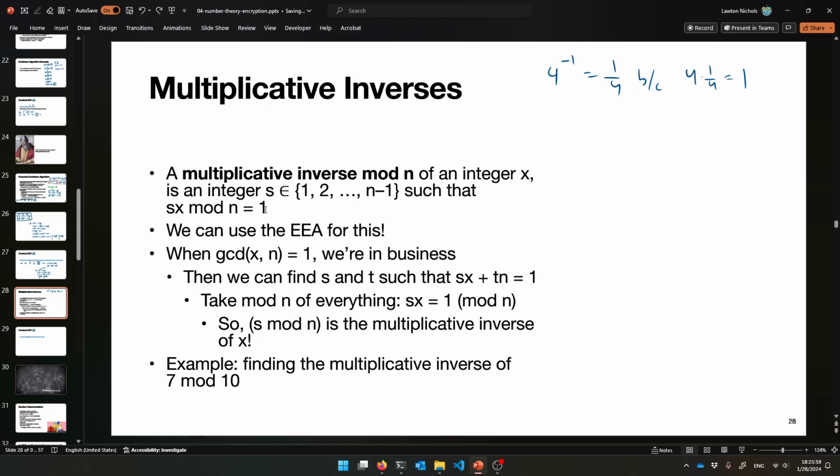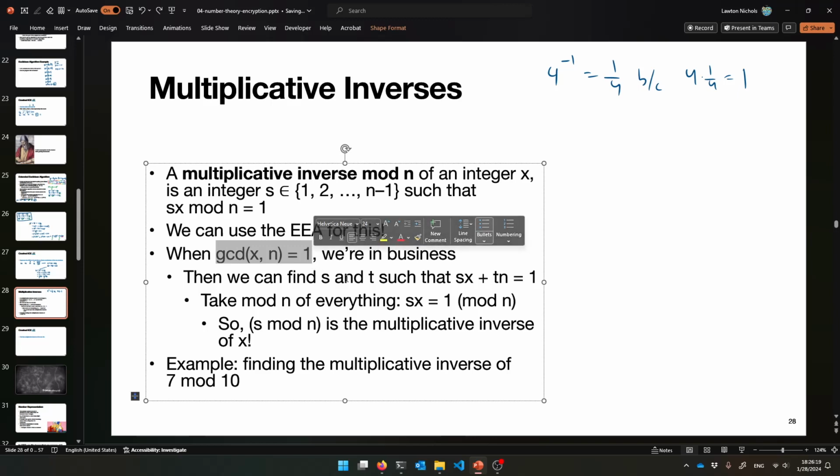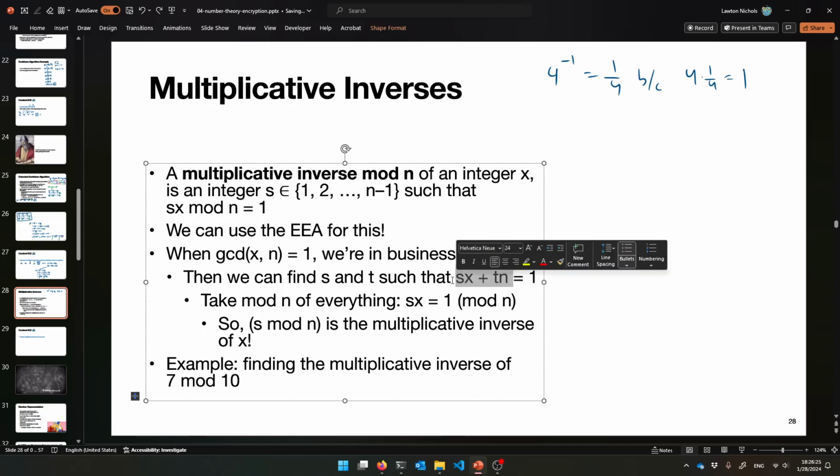And so one thing that the extended Euclidean algorithm is good for is to discover a multiplicative inverse, all right? It's only ever possible, it only ever exists when the GCD of those two numbers, of the number and the thing you're doing the mod by, x and n, is equal to 1. So it only ever exists when this is true, all right? And if this is true, what can you find? You can find an s and t such that s times x plus t times n is equal to 1, right? Because that's what the extended Euclidean algorithm gives you if this is all true, right?